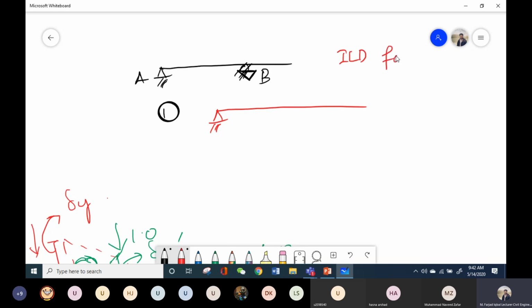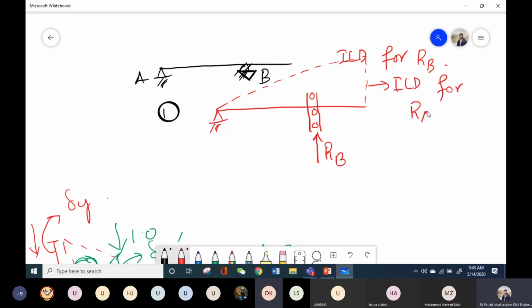Let's say this is the ILD for RB. So I remove this support and apply a roller guide. Actually, this is just a representation. It doesn't imply anything. The roller guide basically means that the beam cannot resist the vertical force, but it can resist the horizontal forces if they act on the beam. So we will show a roller guide over there and apply an upward reaction equal to RB at this point, and simply plot the deflected shape. So this is my deflected shape, which is equal to ILD for RB.